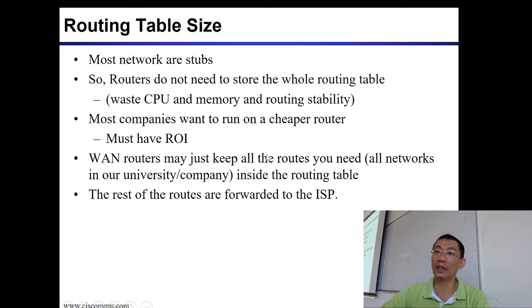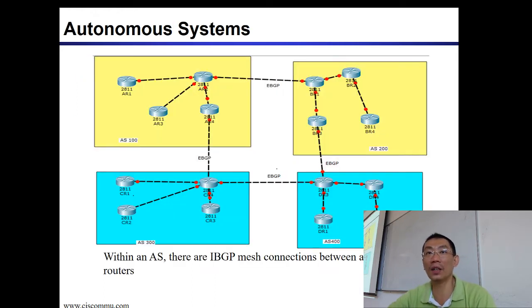You just have a not very big router there and connect it to the ISP. You don't need a 7,000, maybe a 3,000 will do, the 3,600 or 3,800 series. So this is an autonomous system. You have AS100, AS200, AS300. Between the AS you run EBGP.